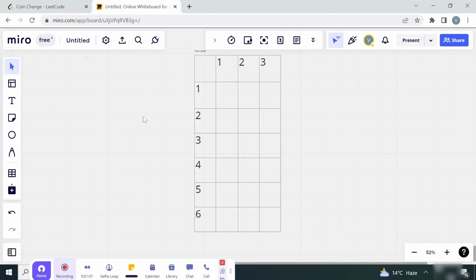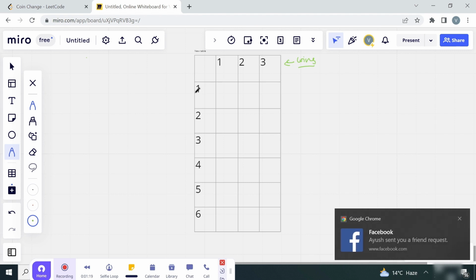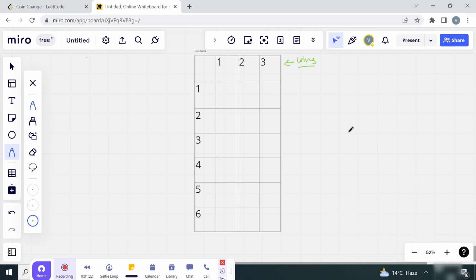Now let's see the tabulation method. So I've taken one example here where I have the denominations of coins as 1, 2, 3, and I have to find the minimum number of coins for amount equal to 6.